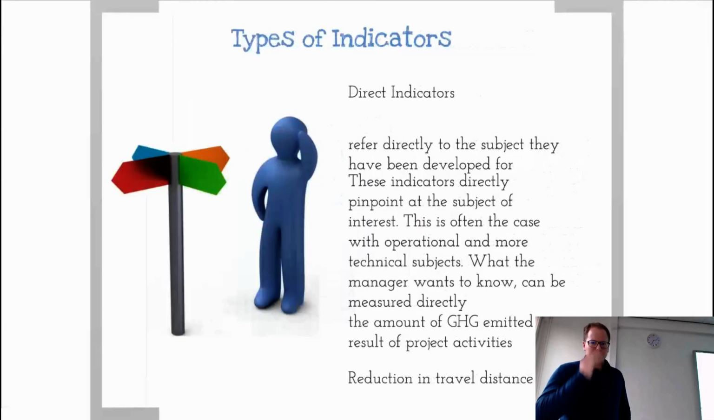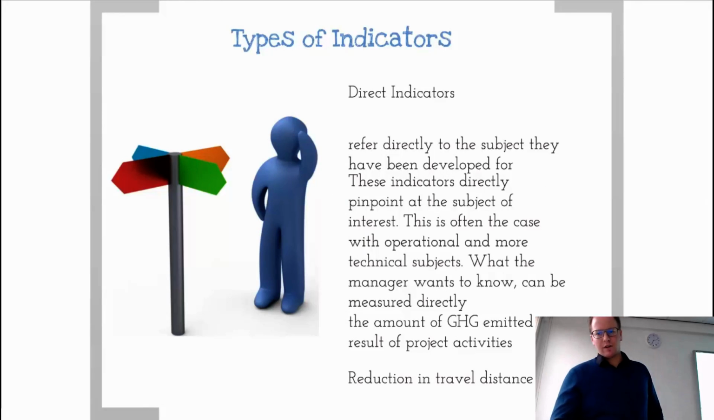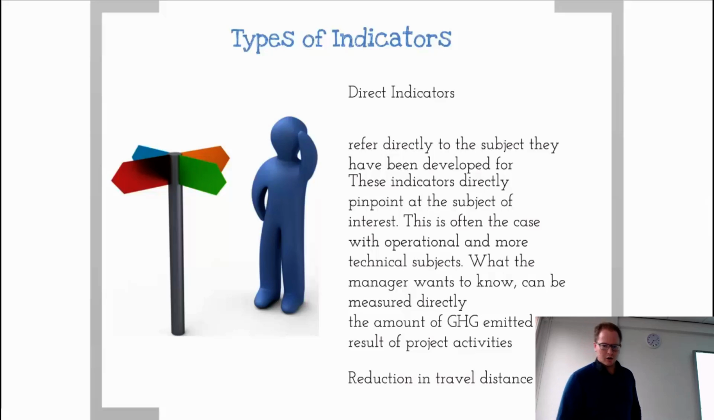So what are the types of indicators? We have direct indicators, which refer directly to the subject they have been developed for. These indicators directly pinpoint the subject of interest. This is often the case with operational or more technical subjects. What the manager wants to know can be measured directly: the amount of GHG emitted as a result of project activities, or a reduction in travel distance. Things like this are quite easily counted against, right?